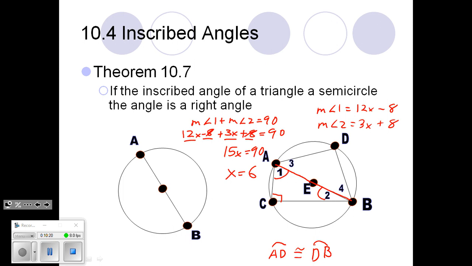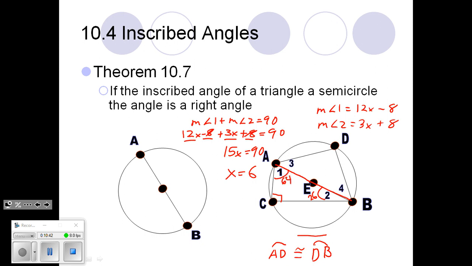So I plug that back in, and I get 72 minus 8, which would be 64. And so measurement angle 1 is 64 degrees. And plug 6 into angle 2, and it'd be 18 plus 8, which would be 26. And if we add those together, we get 90, which is what we wanted.